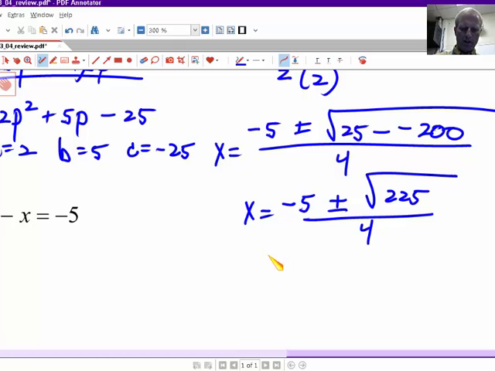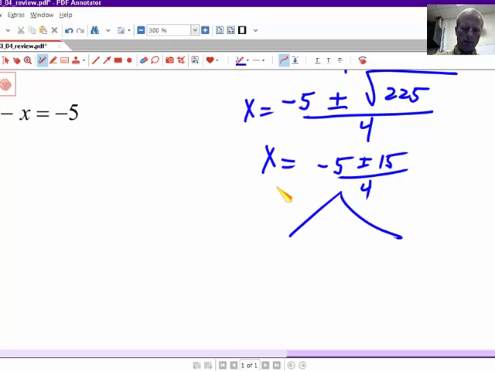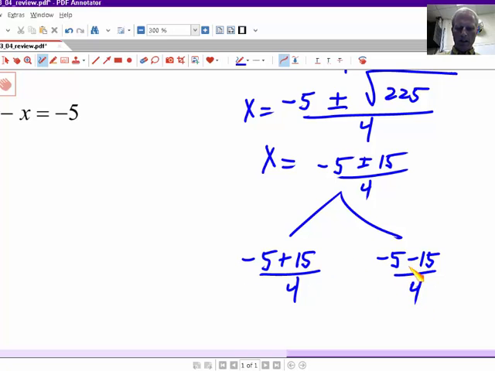And the square root of 225 is 15. So I can do -5 plus or minus 15 over 4. Now I have two possible solutions. The one would be -5 plus 15 over 4. The other would be -5 minus 15 over 4. -5 plus 15 over 4 is 10/4 or 5/2. -5 minus 15 over 4 is -20/4 or -5. So those are my two solutions.